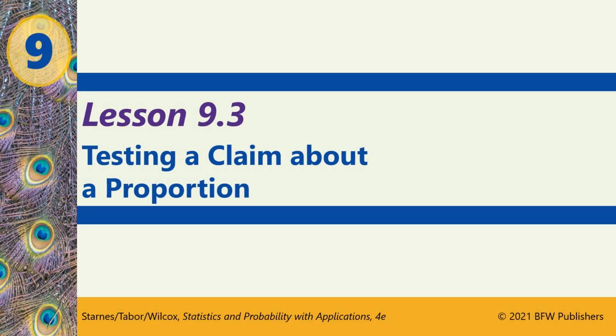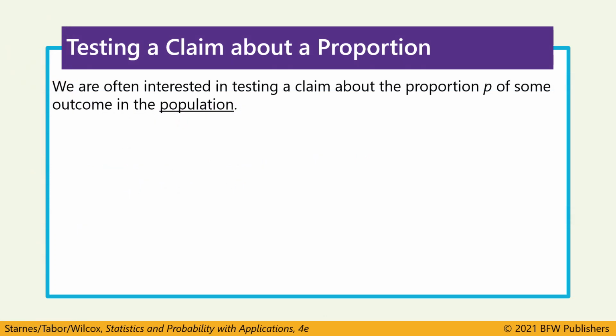Section 9.3, testing a claim about a proportion. In the last chapter, we were creating confidence intervals where we took the results of a sample and used it to make an estimate of a population parameter, a true proportion or a true mean. In this chapter, we're taking a sample again, but this time we're using that sample to make a decision about some claim, some initial hypothesis.